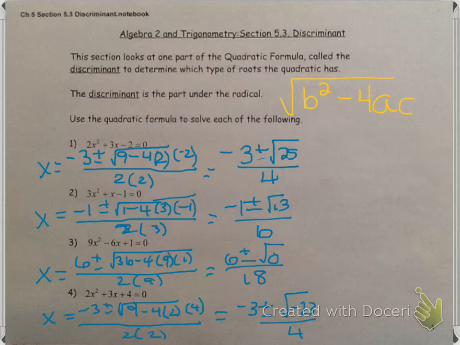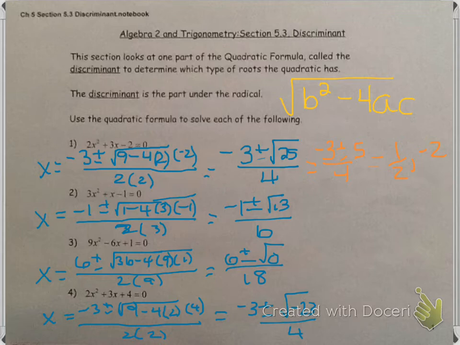So if we finish doing the quadratic formula for each of these, in the first one we'd get -3 plus or minus 5 over 4. -3 plus 5 is 2. 2 over 4 is 1/2. -3 minus 5 is -8. -8 divided by 4 is -2.